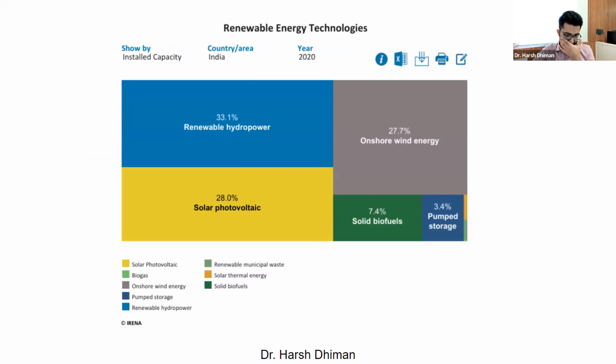Now, this is a chart showing how the distribution is. If you look, solar photovoltaic is 28%, then you have solid biofuels. Going ahead, you have wind energy again. So there's neck and neck competition between solar photovoltaic and onshore wind energy. Offshore, we do not have any, so there's no percentage dedicated to offshore wind energy.